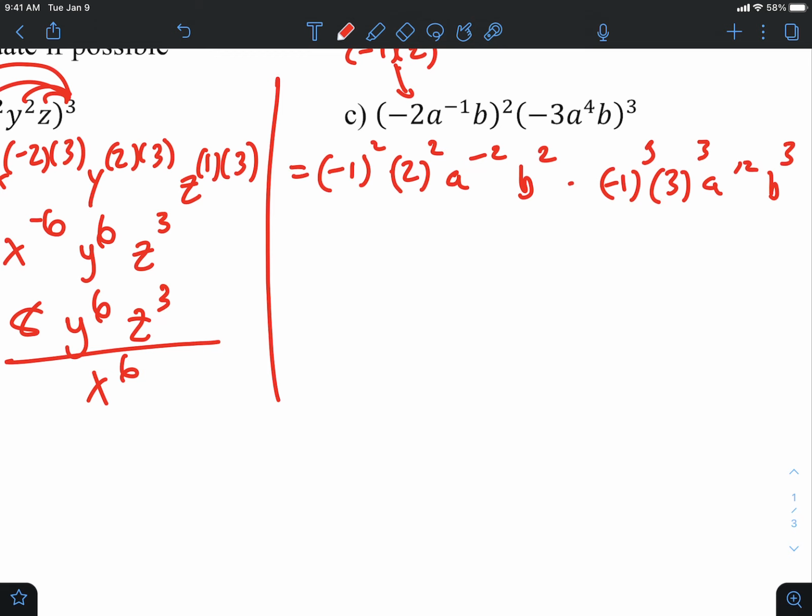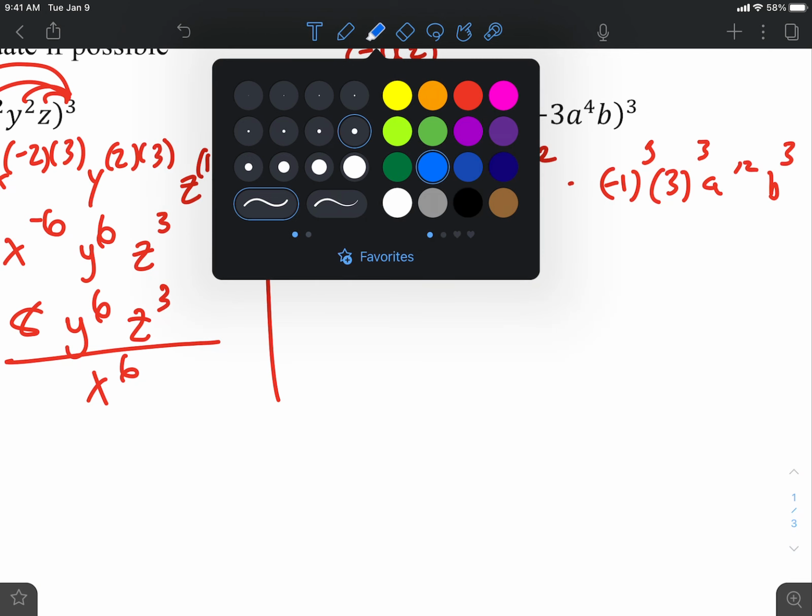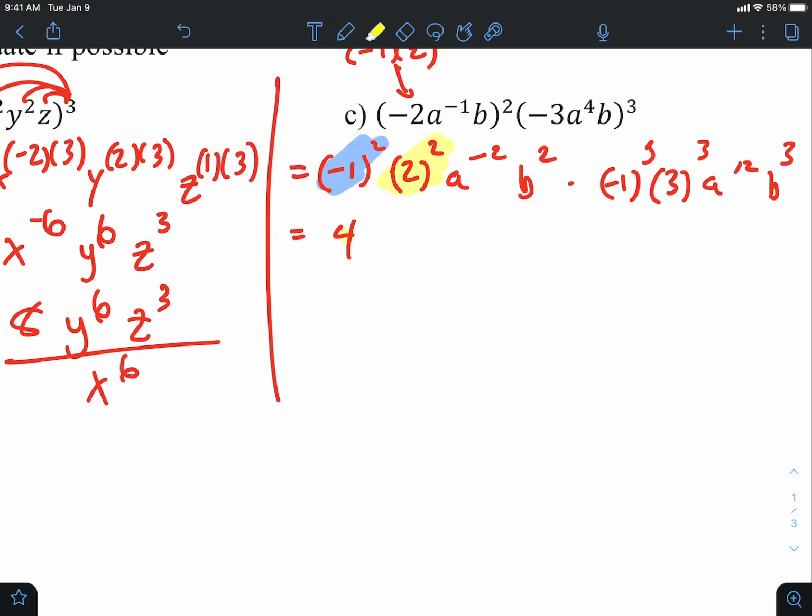Okay, now we can just do our cleanup. I know (-1) squared is going to become a +1, so that's just going to fall off the face of the earth for this question because it's just 1. So our next line is not going to have that. It's just going to be the 2 squared, which is 4. Maybe I'll do some highlighting so we can see where some of this is coming from. Now I'll deal with the 3 and the -1 in a sec.